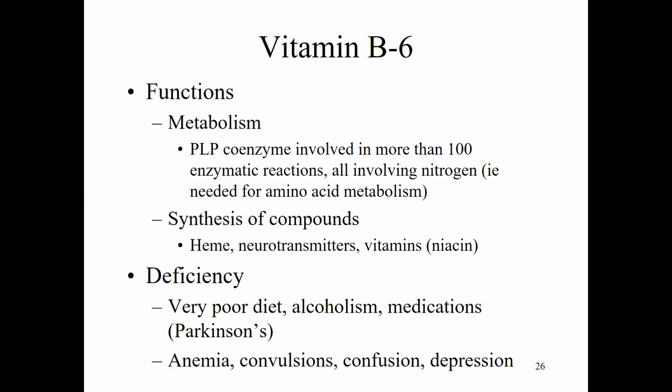Where do we see deficiencies? In people who have a very poor diet, so they're eating not very much of anything or just mostly processed food, like with thiamin and sometimes riboflavin. We see it with alcoholism. Medications, the most famous being medications to treat Parkinson's disease, deplete vitamin B6, so you have to be careful for anyone on those types of drugs. We don't have a name for the deficiency, so it's just vitamin B6 deficiency. But if you have it, you can get anemia, convulsions, and confusion.